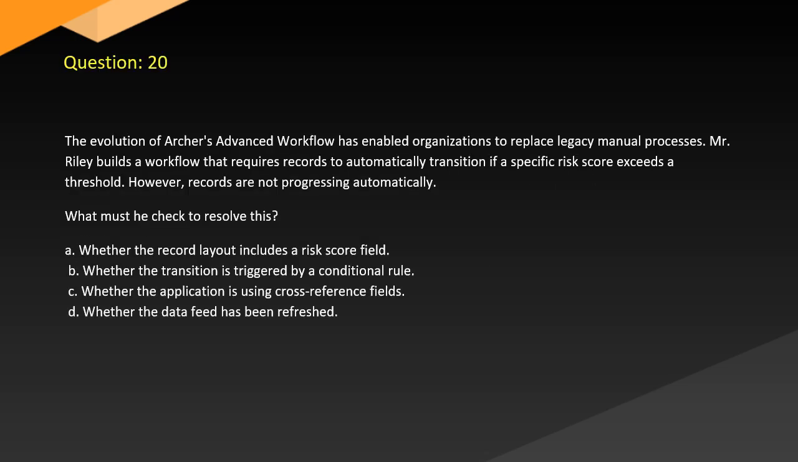Question 20. The evolution of Archer's advanced workflow has enabled organizations to replace legacy manual processes. Mr. Riley builds a workflow that requires records to automatically transition if a specific risk score exceeds a threshold. However, records are not progressing automatically. What must he check to resolve this? A. Whether the record layout includes a risk score field. B. Whether the transition is triggered by a conditional rule. C. Whether the application is using cross-reference fields. D. Whether the data feed has been refreshed.